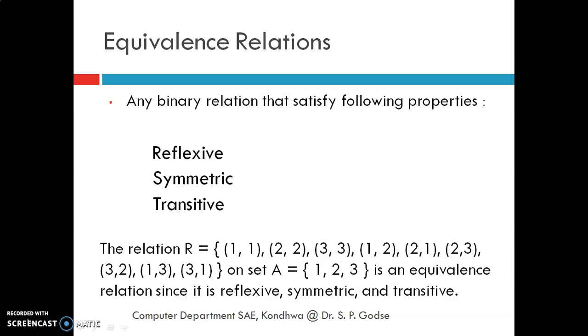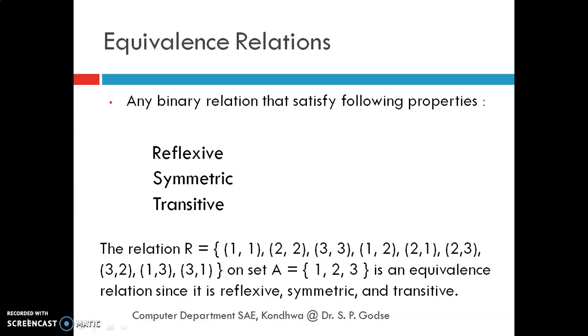Consider the example: R is a relation containing the pairs (1, 1), (2, 2), (3, 3), (1, 2), (2, 1), (2, 3), (3, 2), (1, 3) and (3, 1) on set A, that is {1, 2, 3}. It is an equivalence relation since it is reflexive, symmetric and transitive.